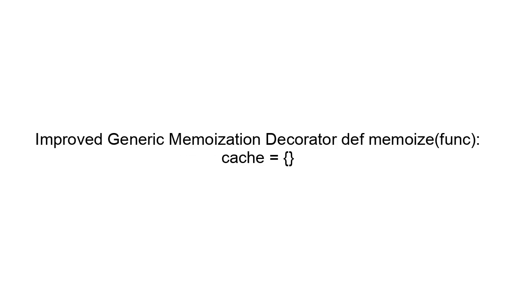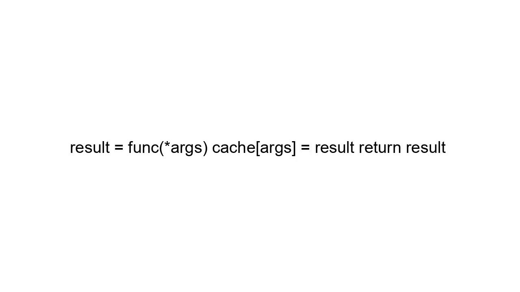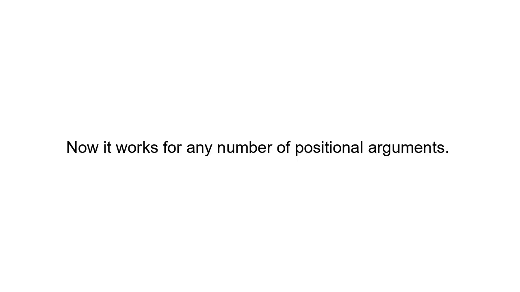Improved generic memoization decorator: def memoize(func), cache equals an empty dictionary, def wrapper(*args). If args in cache, return cache[args]. Result equals func(*args). Cache[args] equals result, return result. Return wrapper. Now it works for any number of positional arguments.